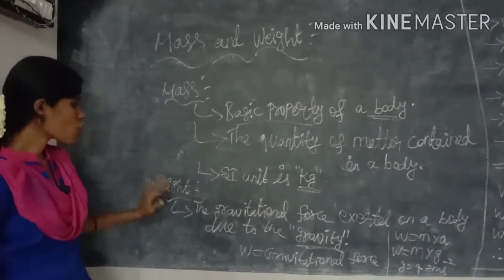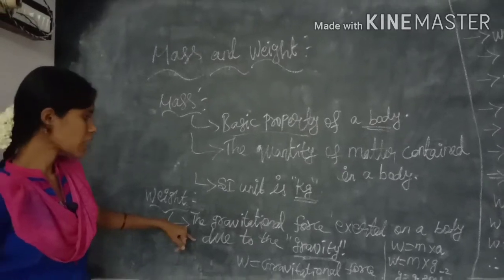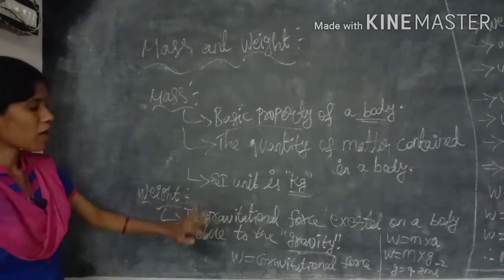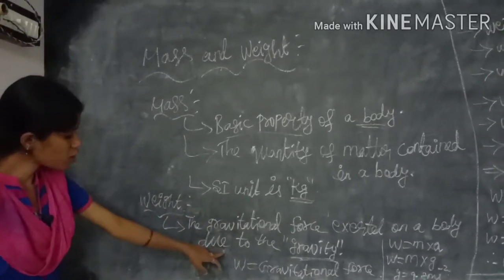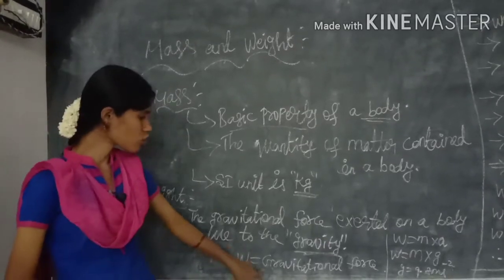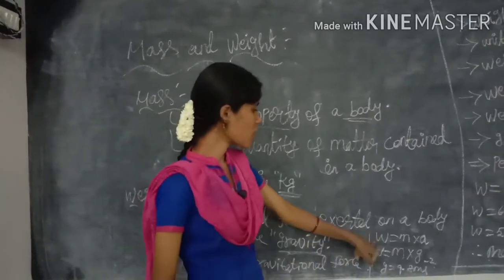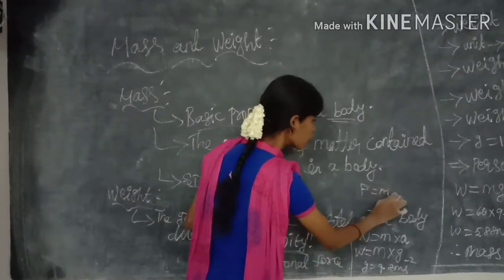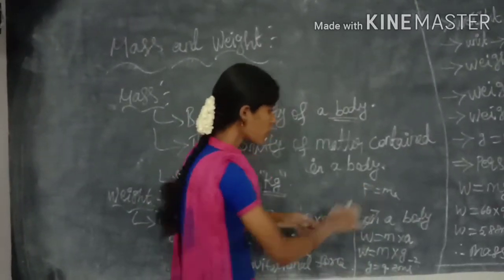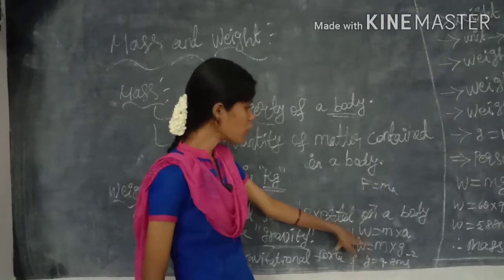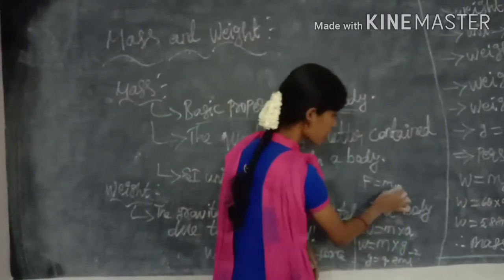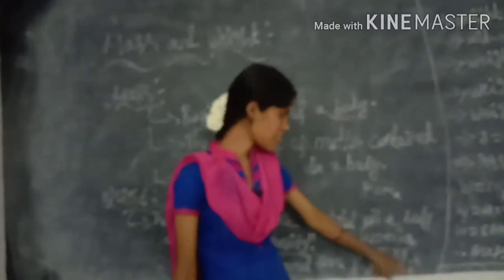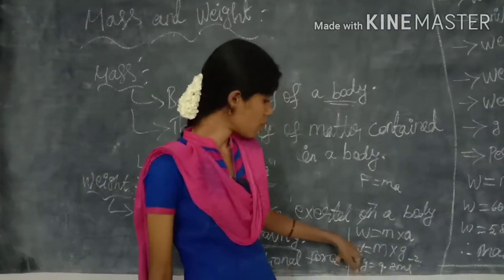Then weight. Weight is the gravitational force exerted on your body due to gravity. Weight is denoted by capital W, related to the gravitational force. Already we know F is equal to m into a, from Newton's second law of motion. Here the force is the weight, so we put W instead of F, the mass remains the same, and the acceleration a is replaced by g, because here the acceleration is the gravitational acceleration. So we get the equation W is equal to m into g.